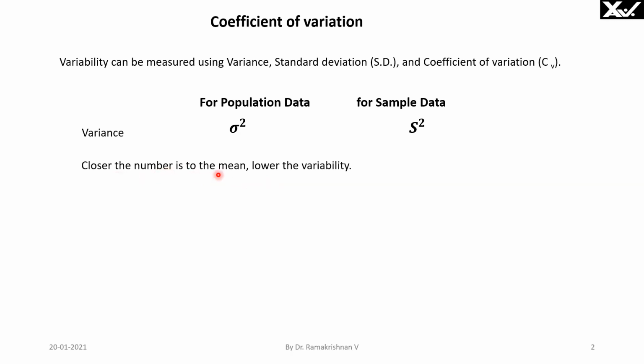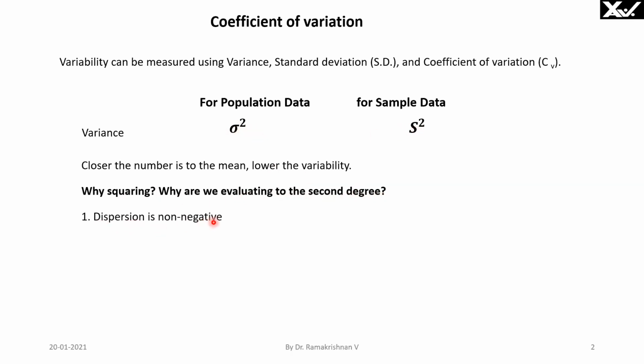Closer the number is to the mean, lower the variability. But here the numbers are already large. Why squaring? Why are we evaluating to the second degree, to the square? We will see. Dispersion is non-negative.